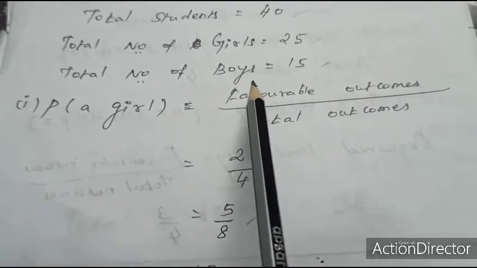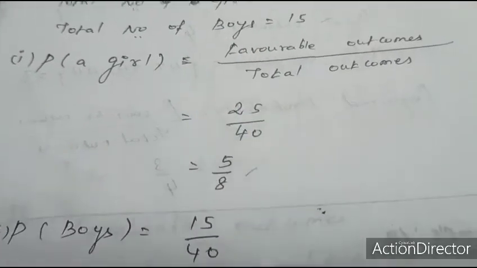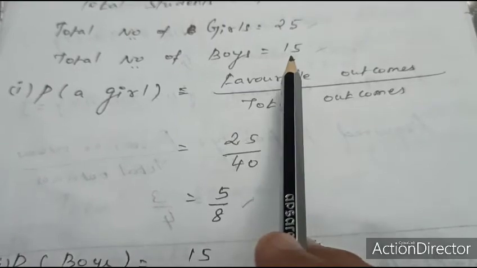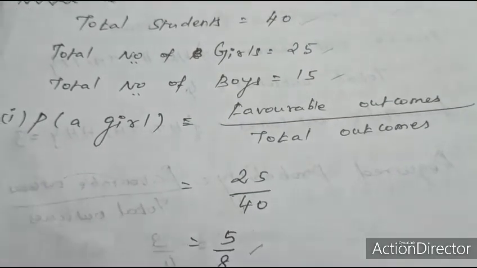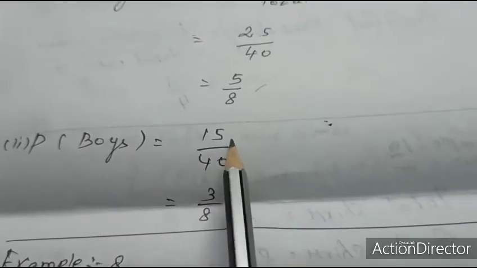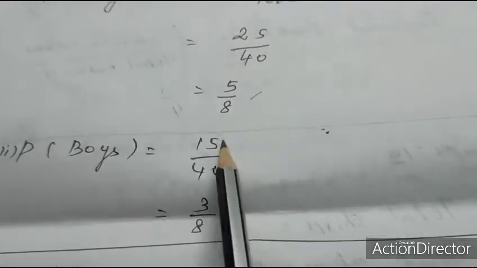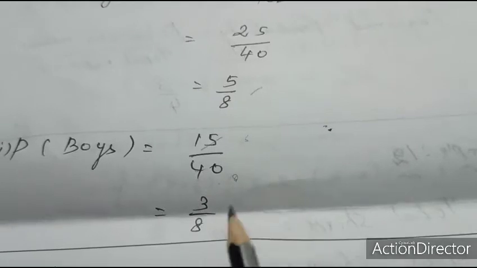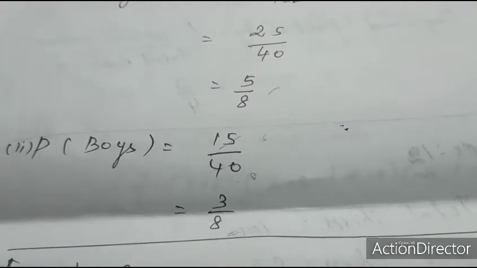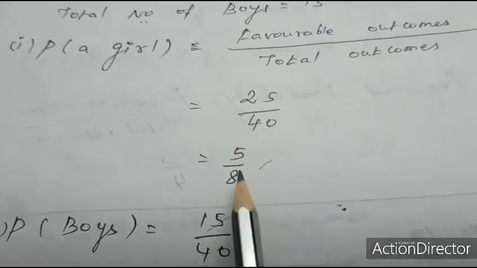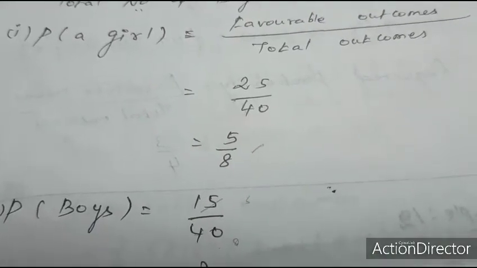Next, the probability of boys. The favorable outcomes are 15 by total outcomes 40. So 15 by 40: 3 fives are 15, 8 fives are 40. That gives 3 by 8. Therefore, the probability of boys is 3 by 8, and the probability of girls is 5 by 8.